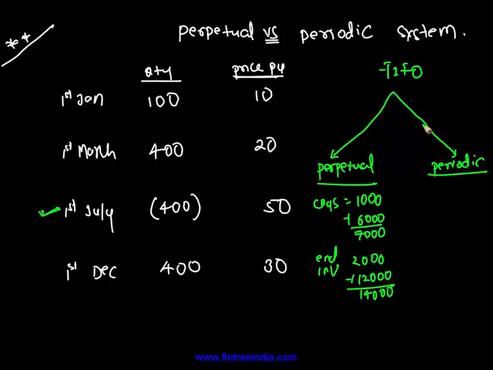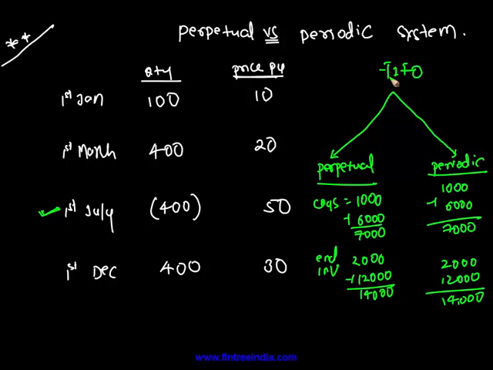Are we okay? Look at what periodic does. He's booking the entries at the end of the year. He will still worry about which ones were the first ones to be purchased. So 100 will go from here and 6,000 will go from here. So this would be 7,000, and ending inventory is exactly the same, which would be 14,000.